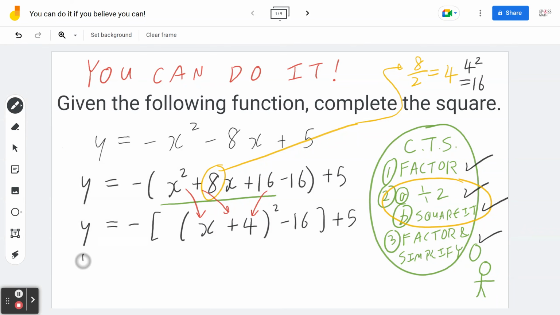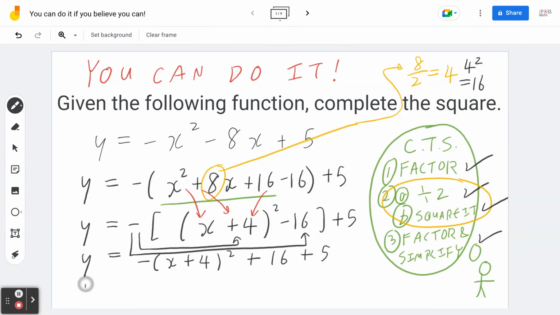The difficult part is now over because if you expand this, again, you can draw the arrows. That's going to be negative times x plus 4 quantity squared. Then you have negative 1 times negative 16, which is positive 16, plus 5. So the final answer is going to be y equals negative x plus 4 quantity squared plus 21.